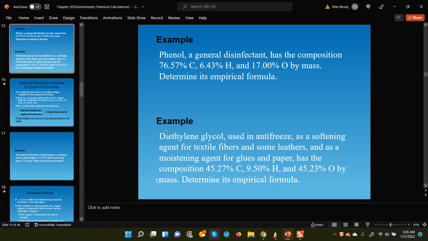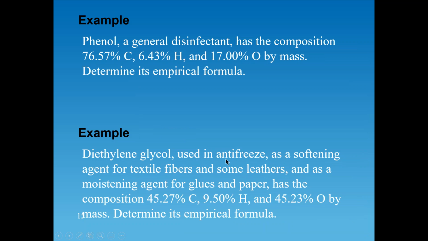Okay, so let's look at this next example, talking about a compound, diethylene glycol, that is used in antifreeze. The question is similar to the first example, where they gave us the percentages of each element: 45.27% carbon, 9.50% hydrogen, and 45.23% oxygen by mass. And again, you're asked to determine the empirical formula.